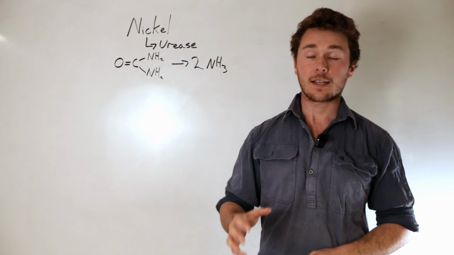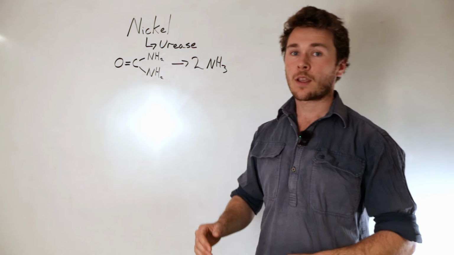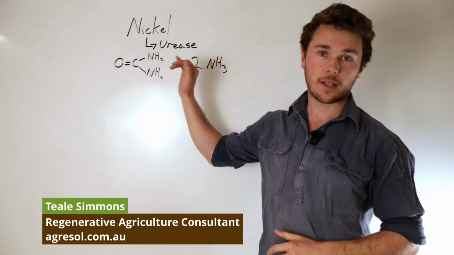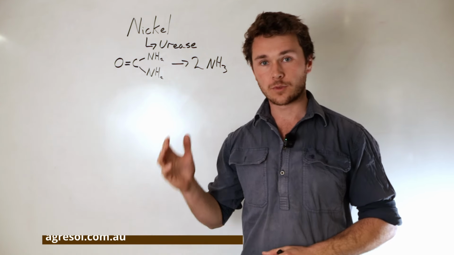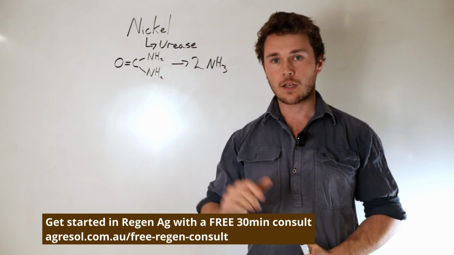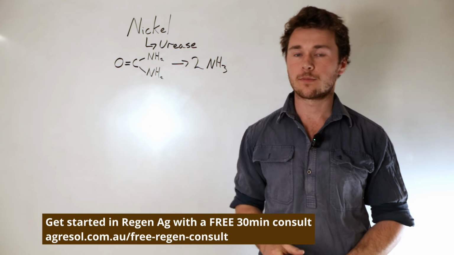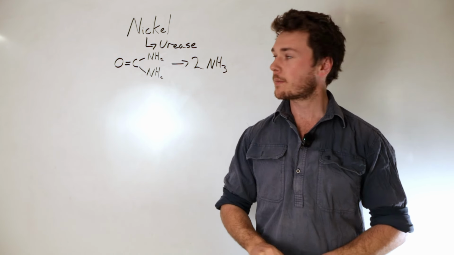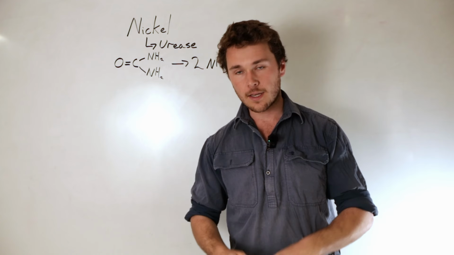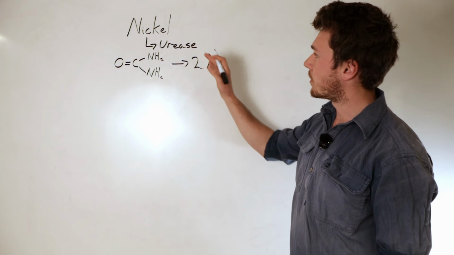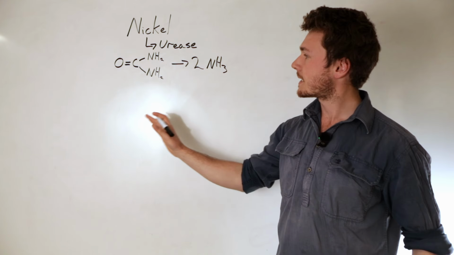If you're applying a lot of urea, especially as a foliar application, it's really important to look at nickel as one of our essential nutrients for our plants. And so today we'll be talking about nickel. It'll be a very short video because there's not much to talk about. But basically, nickel is required in the enzyme urease. Urease has one job, and that's splitting urea.